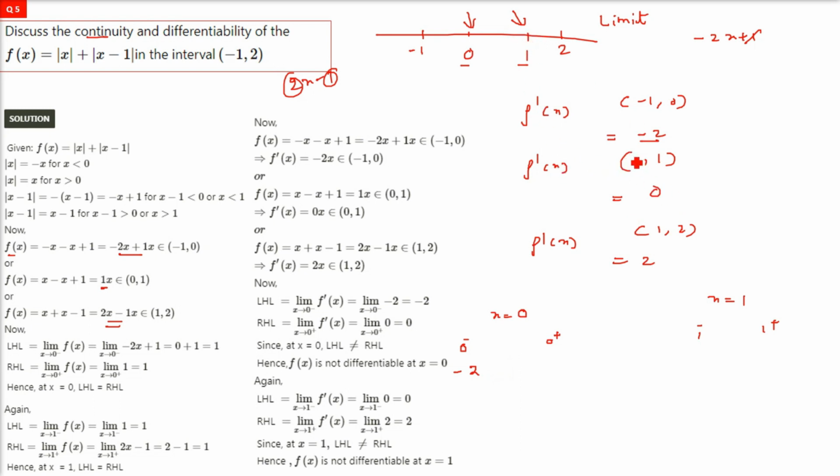When you go from 0 to 1, it is going to be 0 because f dash x is already a constant. When you go just below this 1, it is going to be 0. Above it is 2. Minus 2 is not equal to 0. That is, the left hand derivative and right hand derivative are not equal at x equals 0. This is just the derivative basically. So the left hand limit and right hand limit for the derivative are not equal at x equals 0 and at x equals 1.